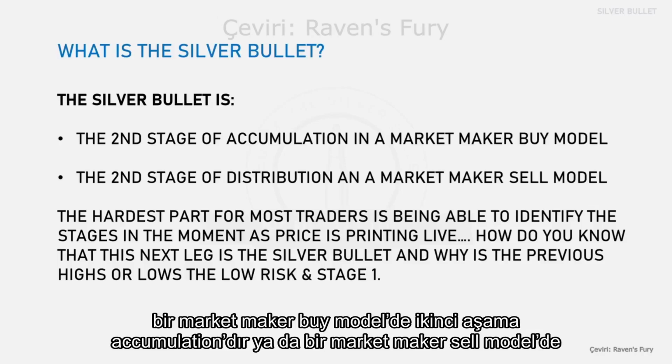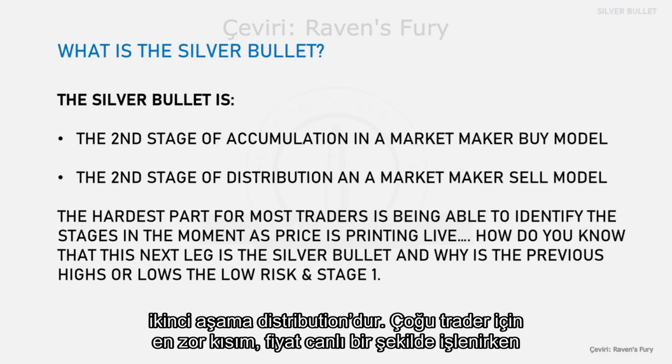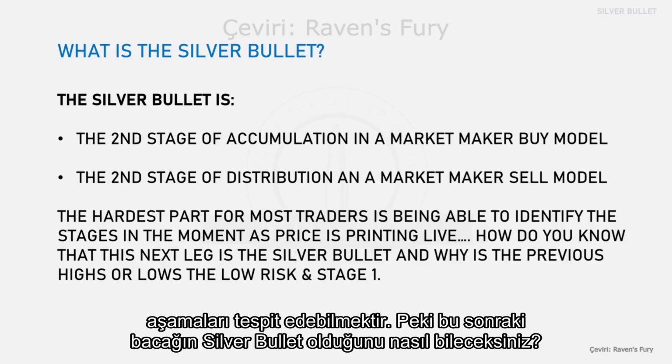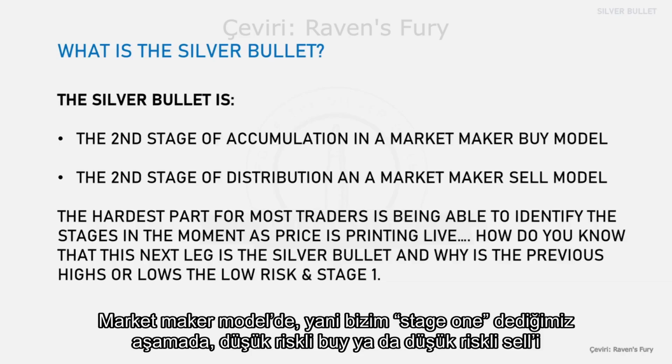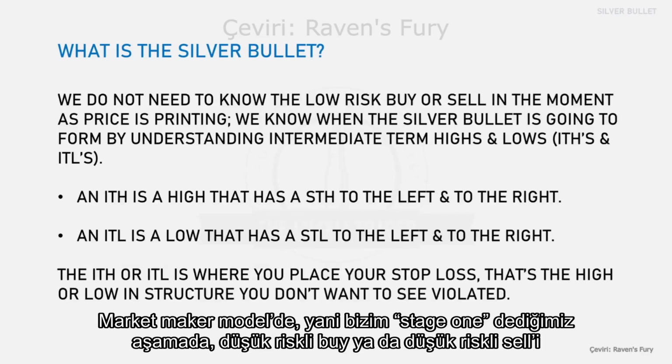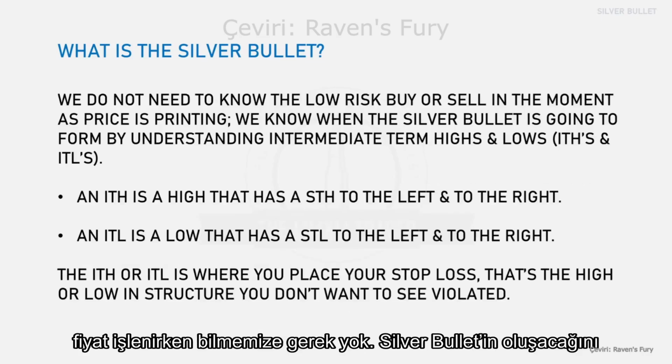The silver bullet is the second stage of accumulation in a market maker buy model, or it is the second stage of distribution in a market maker sell model. And the hardest part for most traders is being able to identify the stages in the moment as price is printing live. So how do you know that this next leg is the silver bullet, and why is the previous high or low the low risk sell or the low risk buy in that market maker model, or as we call it, stage 1? We do not need to know the low risk buy or the low risk sell in the moment as price is printing.